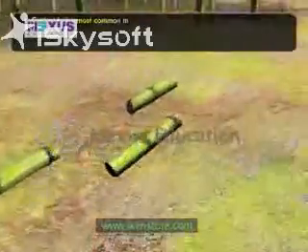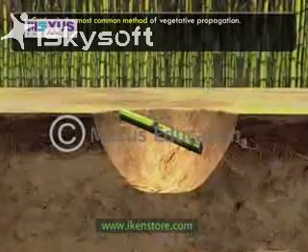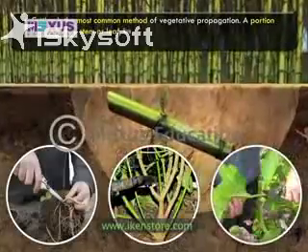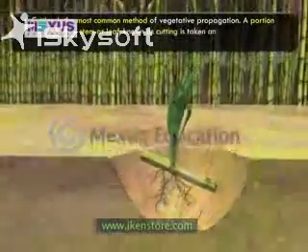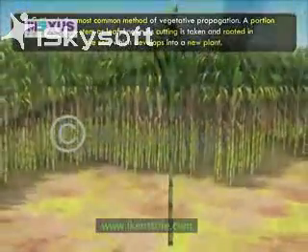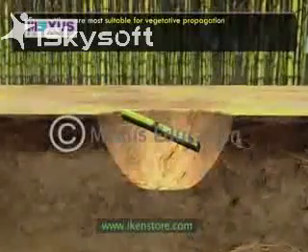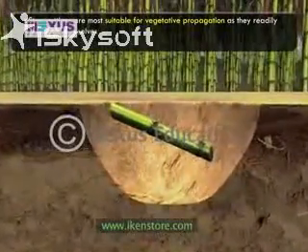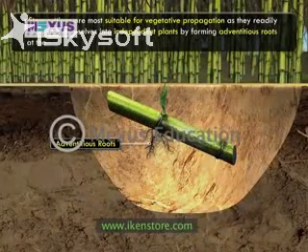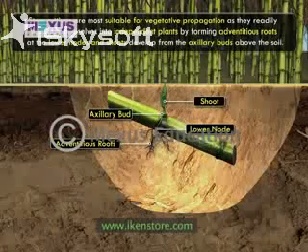Cutting is the most common method of vegetative propagation practiced by gardeners all over the world. A portion of root, stem or leaf known as cutting is taken and rooted in the soil, which develops into a new plant. Stem cuttings are most suitable for vegetative propagation as they readily establish themselves into independent plants by forming adventitious roots at the lower nodes and shoots from the axillary buds above the soil.